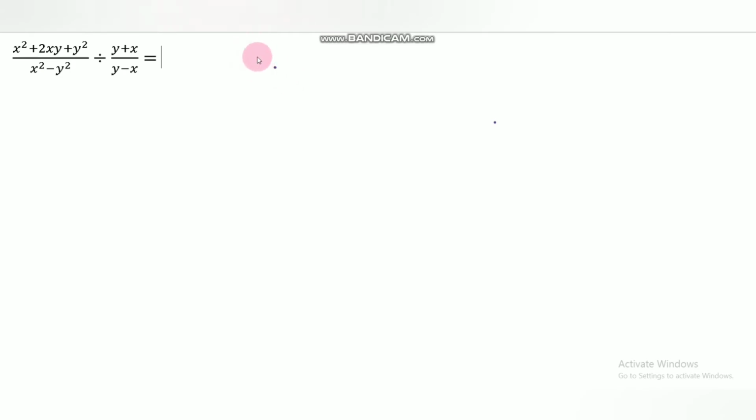This time we have division. Okay? So the first polynomial divided by the second rational expression. The first thing we need to do is convert all of this into multiplication to make it simpler. Let me copy the first rational expression, which is x squared minus y squared. But rather than using division, let's convert it into multiplication. This is multiplied by y minus x over y plus x.